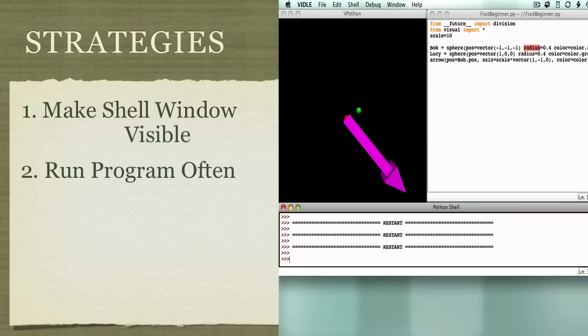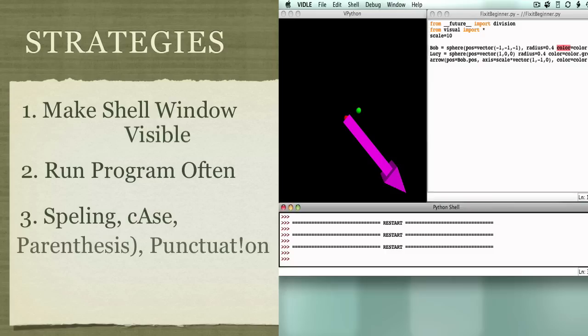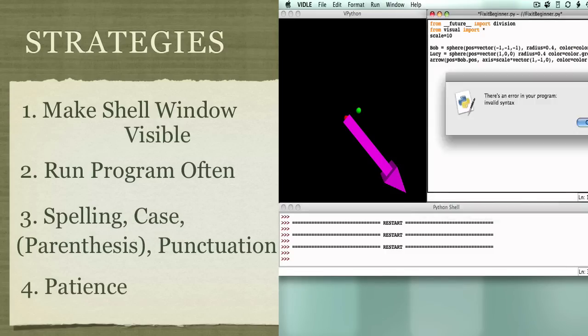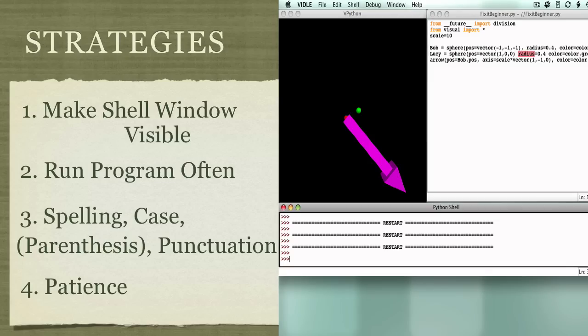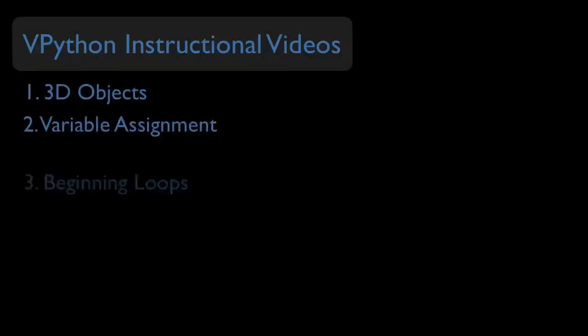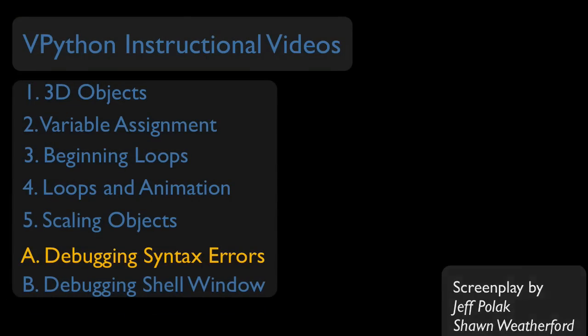Working through syntax errors as you go prevents frustration at the end of the program when you expect everything to just work. Be careful of spelling, case, parentheses, and punctuation as you type. And finally, be patient. You learn to watch out for common errors by making errors on your own, which makes debugging easier. The next debugging video will discuss more complex errors dealing with mathematical operations and the shell window.